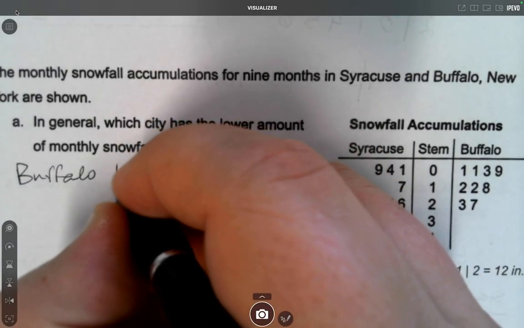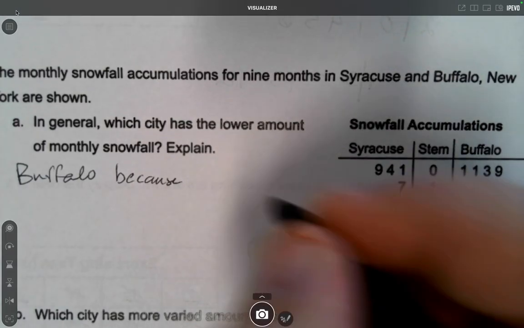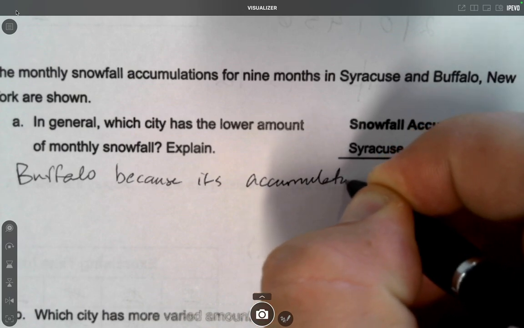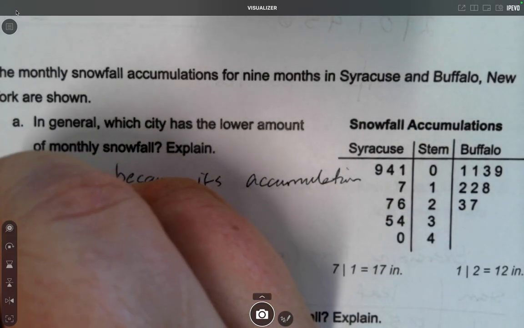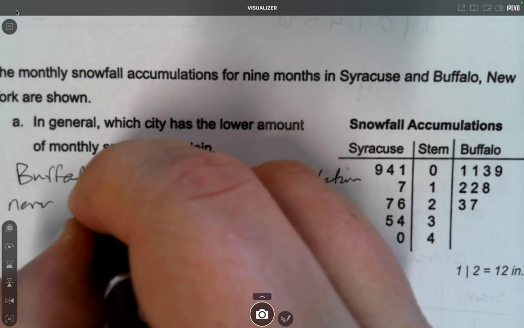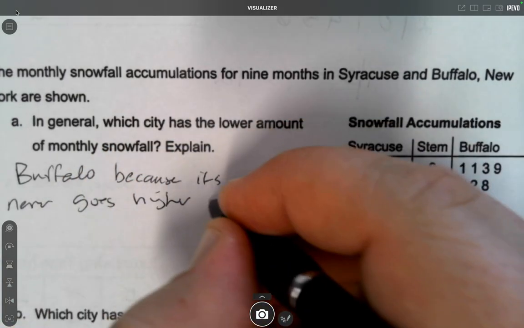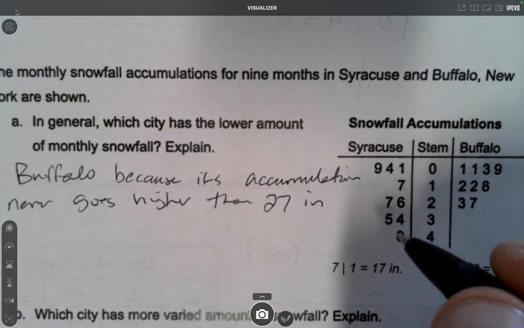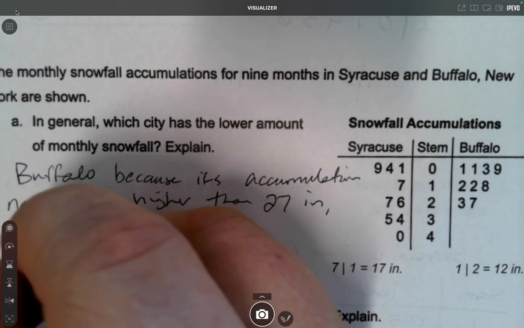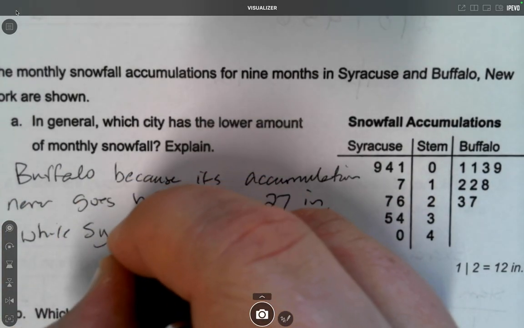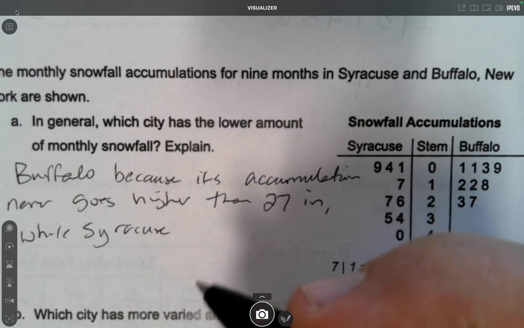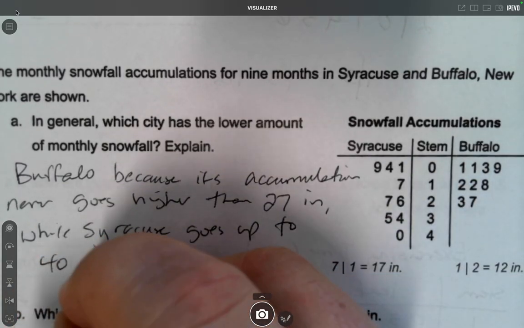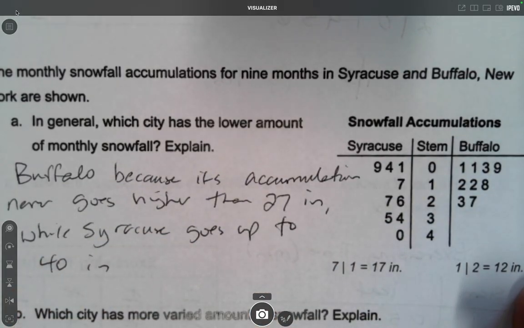So we could say Buffalo because its accumulation never goes higher than 27. So it never goes higher than 27 inches, while Syracuse goes up to 40 inches. So we were able to observe that just from the stem and leaf plot.